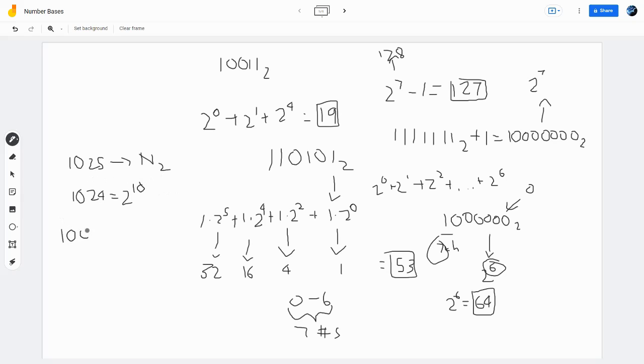So we're going to add 10 zeros at the back. And you'll notice that we have 1024. Now we need to add 1, right? Because it's 1025. So we just change the last 0 into a 1 when we add that 1. And we have our answer.